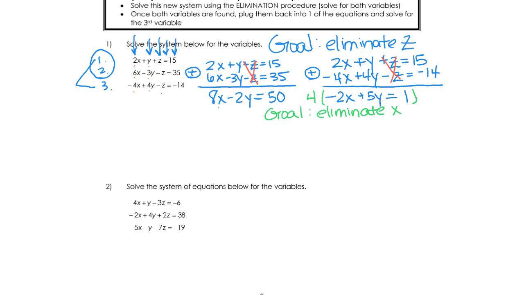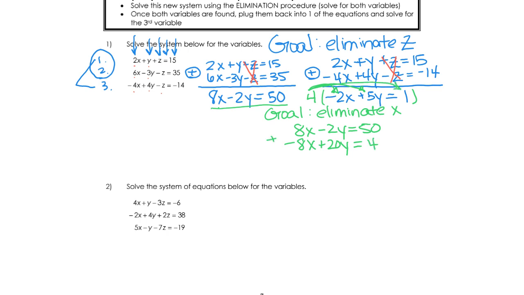So we're going to copy down this first equation here, which is 8x minus 2y equals 50. That's just for that equation right there. Okay. This other equation, we're going to multiply through by a 4, and that's going to turn this into a negative 8x. And then we're going to get a positive 20y. And then equals 4 times 1, which is 4.